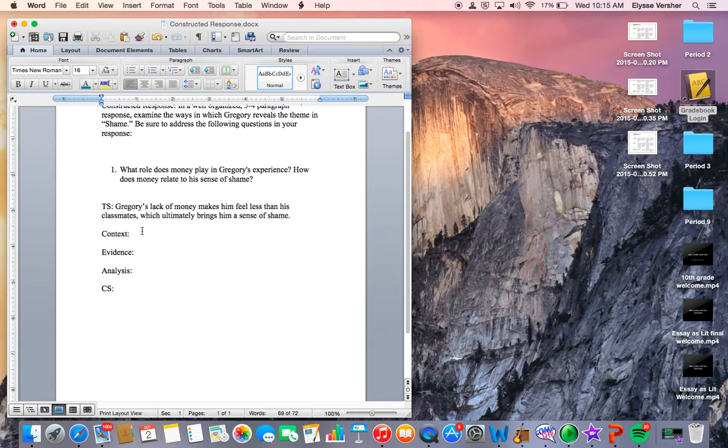After your topic sentence, you never want to immediately give context. Instead, you want to go into the text and give evidence that proves, 1, that he has a lack of money, 2, he feels less than his classmates because of that lack of money, and 3, that lack of money brings him shame. So you would need to pull from the text. You would need to pull up the story Shame and then find a quote. I've read this story hundreds of times, therefore I'm just going to give the evidence that I know.